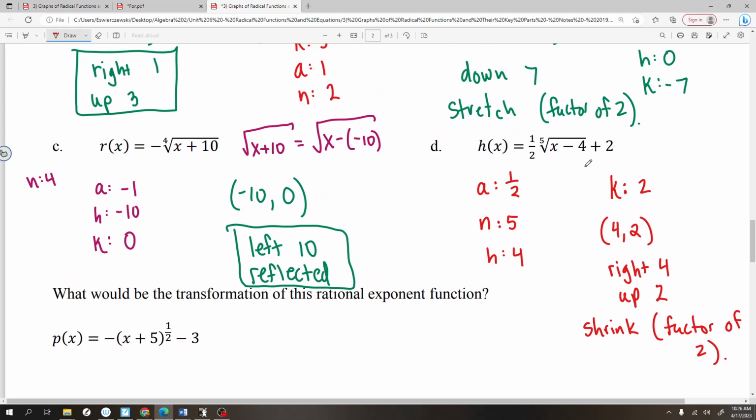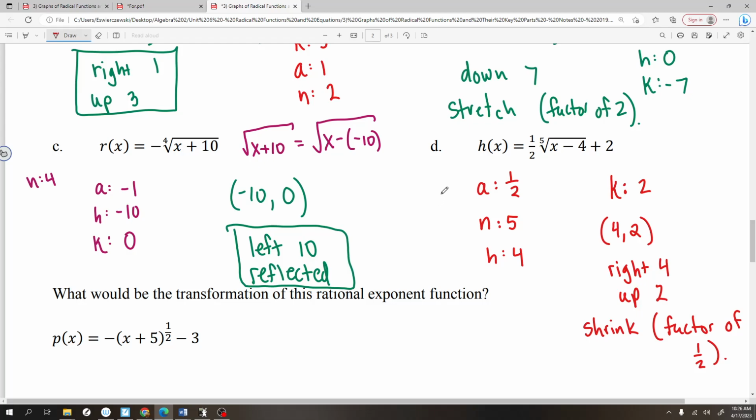You could write factor of 1/2 too. I mean, it doesn't really matter. As long as you say shrink, I know what you mean. Okay.